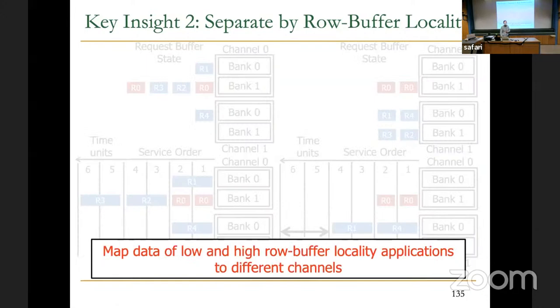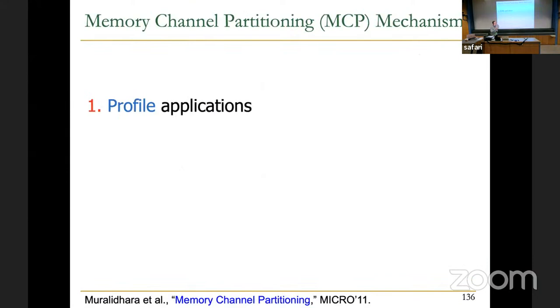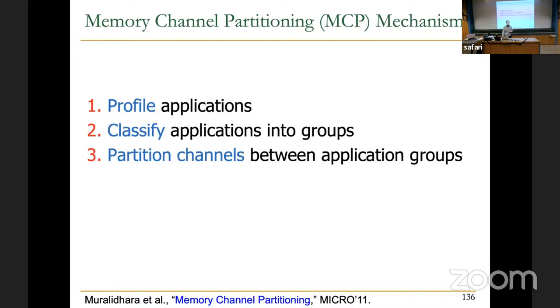So the mechanism of memory channel partitioning, I will not go into a lot of detail, as I said. The paper has a lot more detail. I removed a bunch of slides over here. But this is the high level. It's hardware-software cooperative. You profile the applications. You classify the applications into groups. Essentially, the groups are applications that are high intensity versus low intensity. And among applications that have high intensity, do they have high row buffer locality or low row buffer locality? Because if you have low intensity, it doesn't matter as much, as the paper shows. So basically, you form three different types of groups across applications.